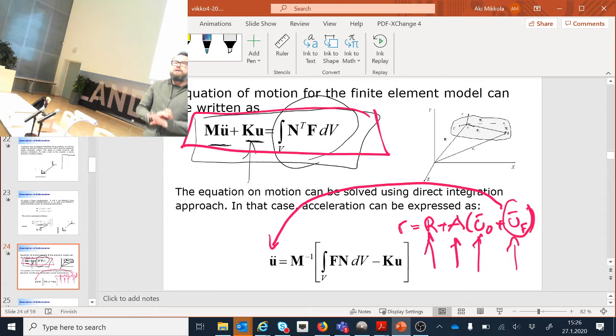And this is the method that we cannot use in practical life. Why is that? Well, that's simply because if you think about the dimensions of this equation, a typical finite element model consists of, say, 100,000 degrees of freedom, easily. It could be 500,000 degrees of freedom. 10,000 degrees of freedom is very, very typical.